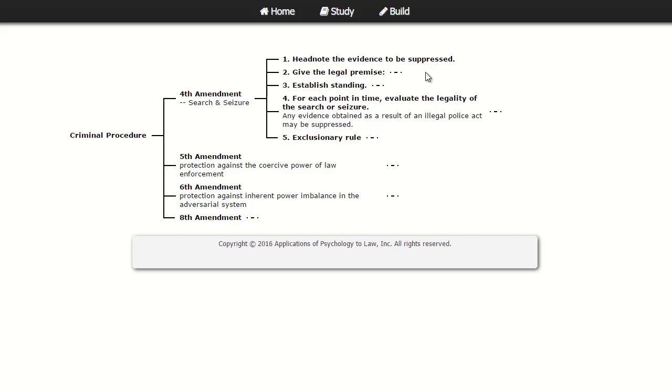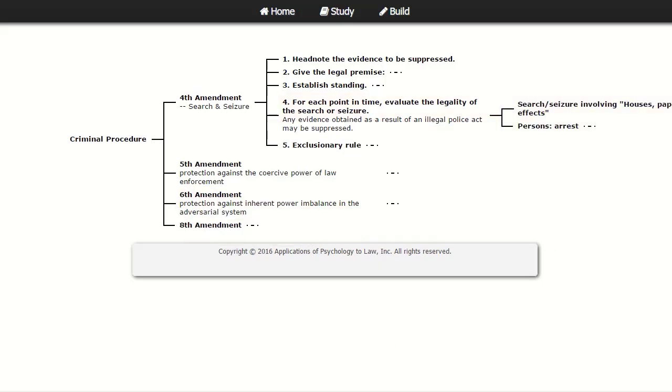Step two, give some legal premise or rule. The Fourth Amendment, applicable to the states via the 14th, prohibits unreasonable searches and seizures. Try to establish standing, basically a reasonable expectation of privacy. It's a threshold question. The question of, is there a search? There's a search where there's a reasonable expectation of privacy. Now, given that there was a reasonable expectation of privacy, thus a search, the rule is warrantless searches are per se illegal, absent an exception.